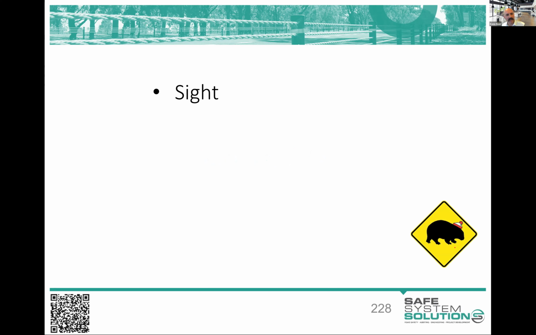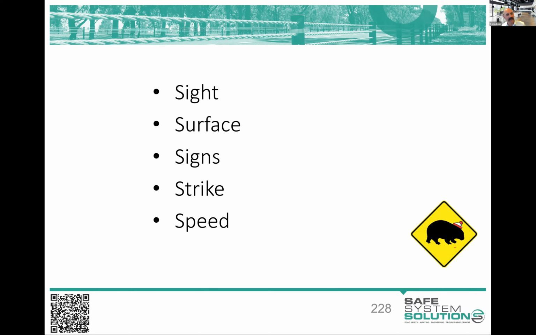I like to think of the 5 S's of motorcycle safety, and we'll link them back to safe system principles. Sight, surface, signs, strike, and speed. So can motorcyclists be seen, and can the motorcyclist see what's coming up? Are we providing appropriate surfaces for the riders? Are there signs to warn, inform, guide, control? What are the strike hazards? So what will the motorcyclist hit, and how much energy will be transferred to the rider in that strike? And what are the speeds? What are the speeds that the riders are traveling, and what are the speeds other vehicles are striking riders?